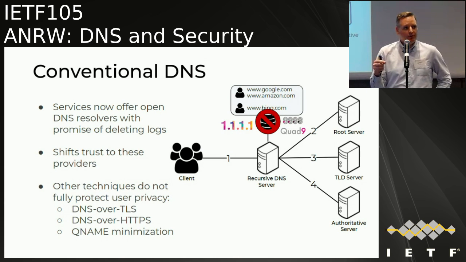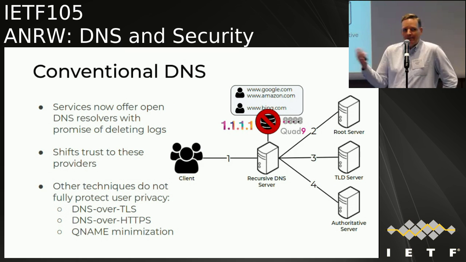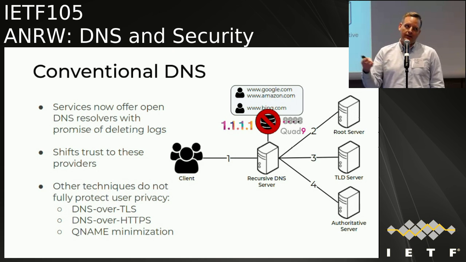They're promising to throw things away doesn't fix anything. We're still trusting them. We're just shifting trust from our ISPs to these resolvers. And so that's fundamentally still a problem there. You may have heard of other DNS privacy-focused work like DNS over TLS or HTTPS. That's just encrypting the transport, so that's going to fix things like eavesdroppers between you and the resolvers, but the resolver still gets to see all of your queries and your identity. QNAME minimization hides things from the rest of the DNS hierarchy, but it doesn't solve the fundamental problem here.